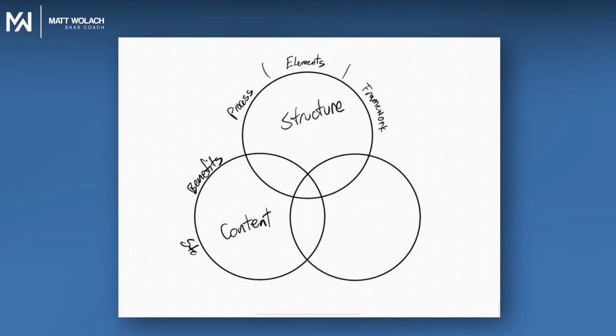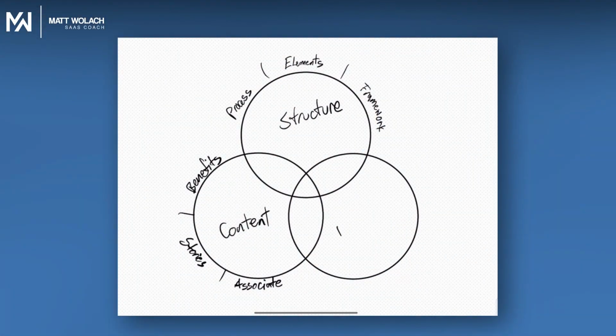You also want to be able to tell stories. Stories are critical in sales. Make sure you have stories. And you want to be able to associate your solution to their problems. So we've got the content, which encompasses the benefits, the stories, and the association that you're doing. Okay, so we've got structure. We've got the content. The third piece, really important, we've got to have the delivery.